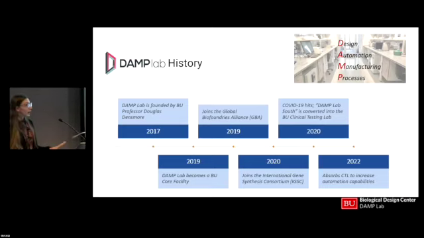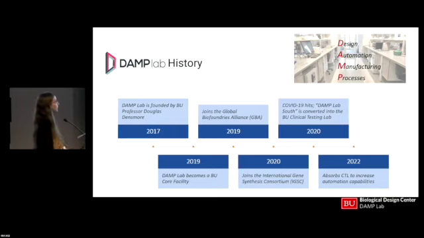Just a little bit of background for anyone who may not know the DAMP Lab. The DAMP Lab was founded in 2017 by BU professor Doug Densmore, who is, I believe, in this room somewhere. The history behind the name is he was thinking about his vision for the lab, and he said, it's not really a wet lab, it's not a dry lab, it's a damp lab. Then he came up with the acronym in the top right corner: design, automation, manufacturing, and processes.